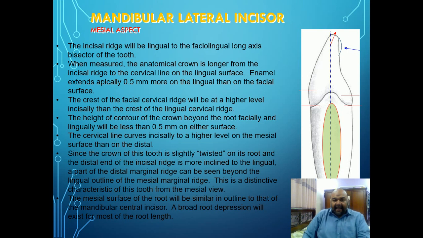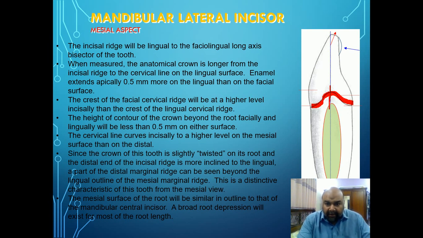Now, if you look at the mesial aspect of the mandibular lateral incisor, the incisal ridge is also lingual to the facial lingual bisector as in the mandibular central incisor. Also, the enamel is around 0.5 millimeter more on the mesial aspect because of the crest of curvature of the cervical line. This is the cervical line, and the crest of curvature is the most convex part of this cervical line, and this is the crest of curvature.